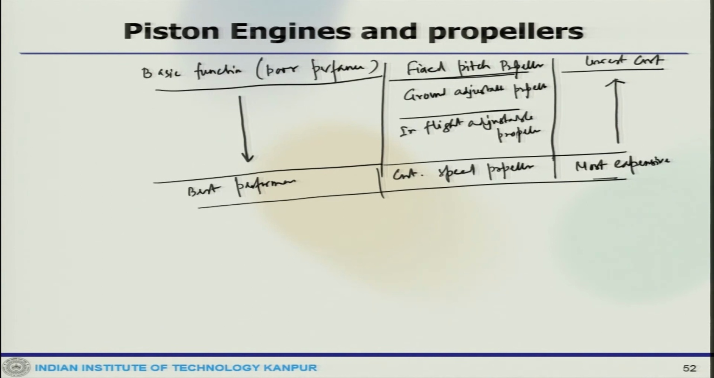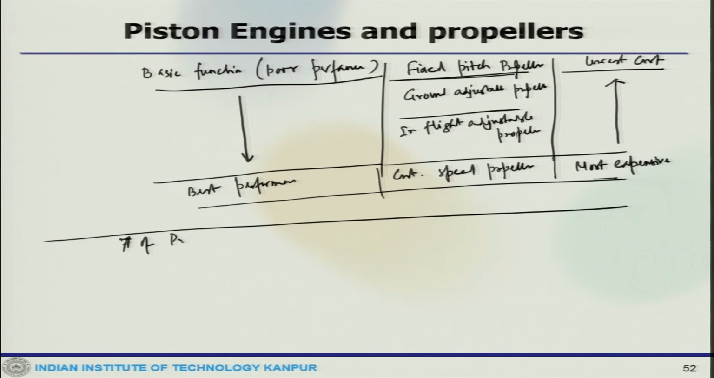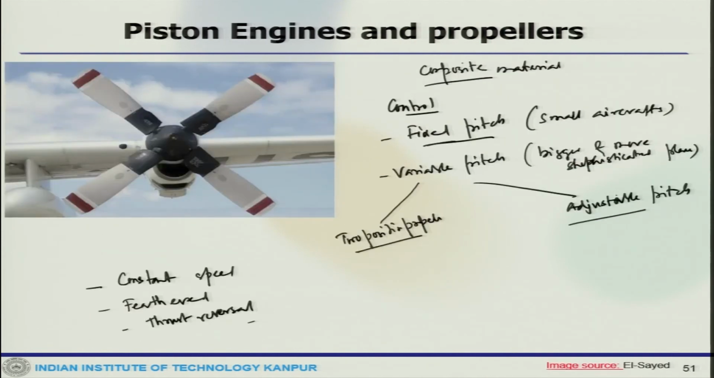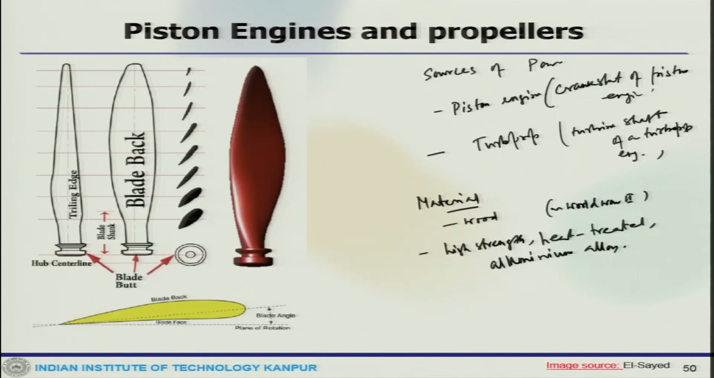Now, the other thing would be the number of propellers coupled to each engine. That depends on how the design is done. One could be a single propeller which is connected. The one which we have already seen is a single propeller kind.